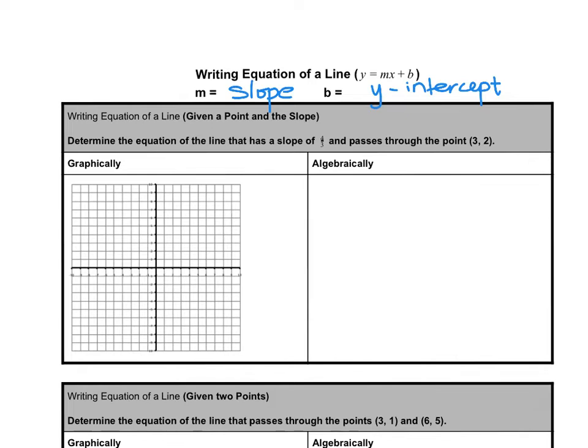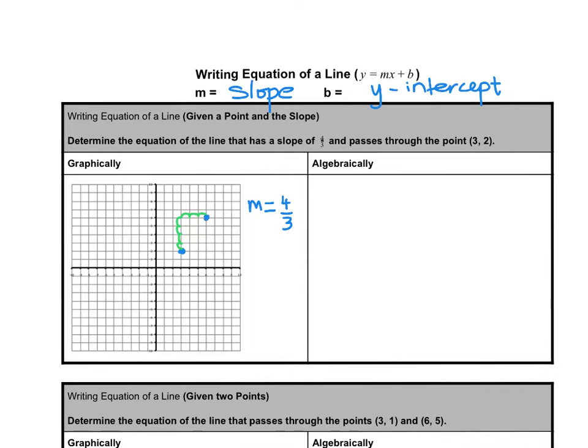So we will start by graphing our point first. So point (3, 2), where would that be? That would be 3 right, 2 up. So our point (3, 2) is right here. Now from here, we are going to plot the slope, m equals 4 over 3. So that means from this point, we're going to go 4 up, 1, 2, 3, 4, and 3 right, 1, 2, 3. So our next point would be right here.